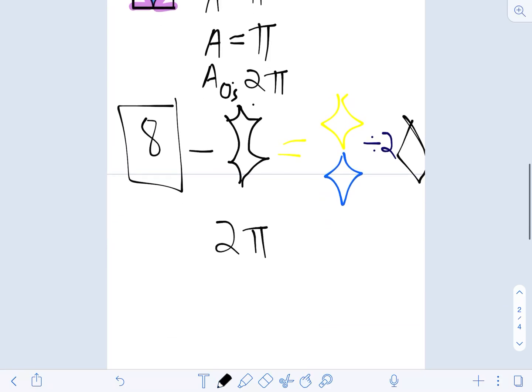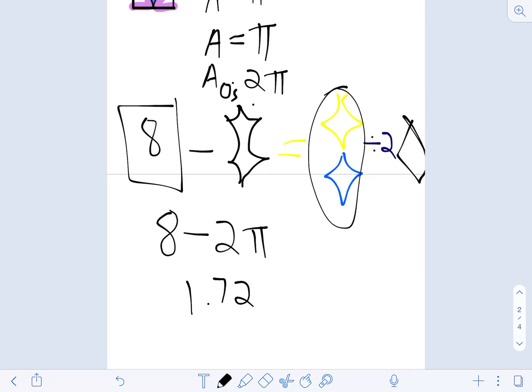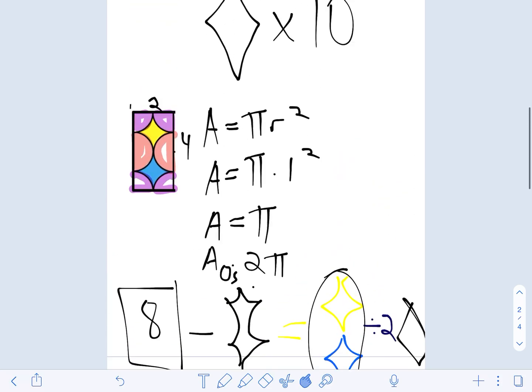We know that both circles are 2 pi, so we can put that in. We know the big rectangle is 8. So subtract those. Feel free to use your calculator. 8 minus 2 pi: 8 minus 2 times 3.14, and what you get is 1.72. That is the area of both stars, but I just want half a star, so it's 1.72 divided by 2. That means the area of each star, this is a horrible star, is 0.86.